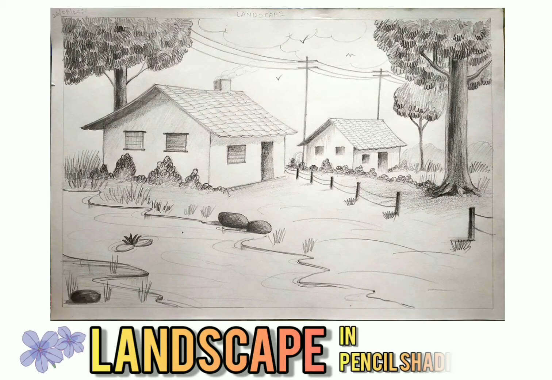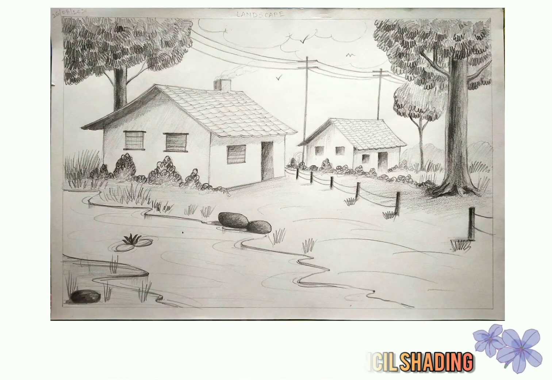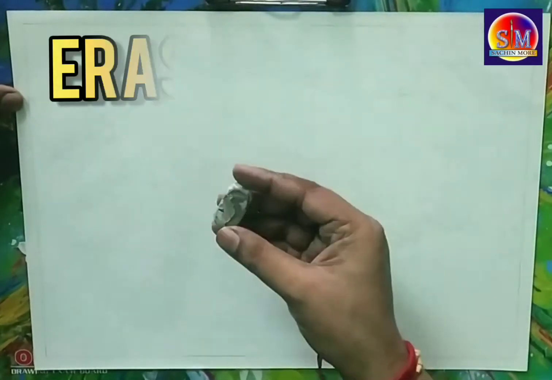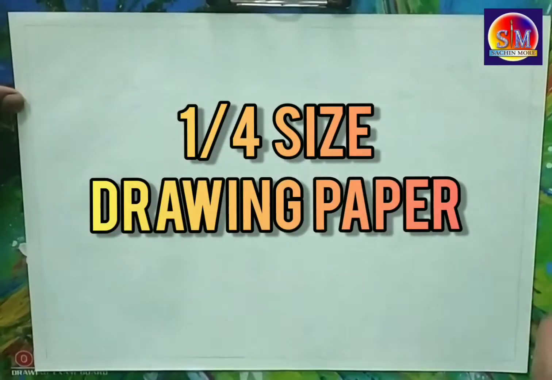Good morning everyone. Our topic today is landscape in pencil shading. Let's see the material required for the drawing: drawing pencils HB to 8B, eraser, sharpener, long scale, and a 1/4 size drawing paper or a drawing book.